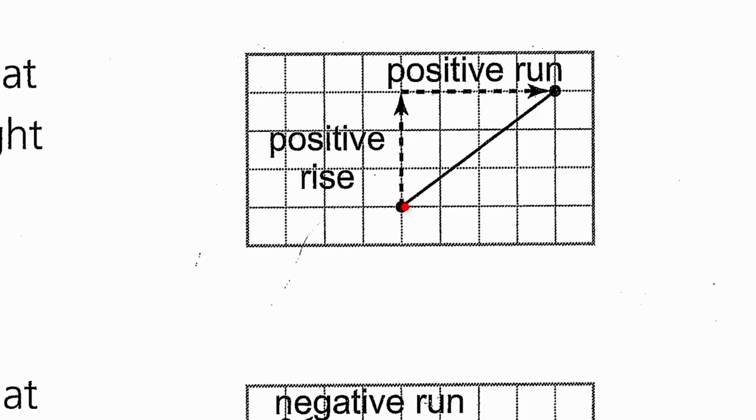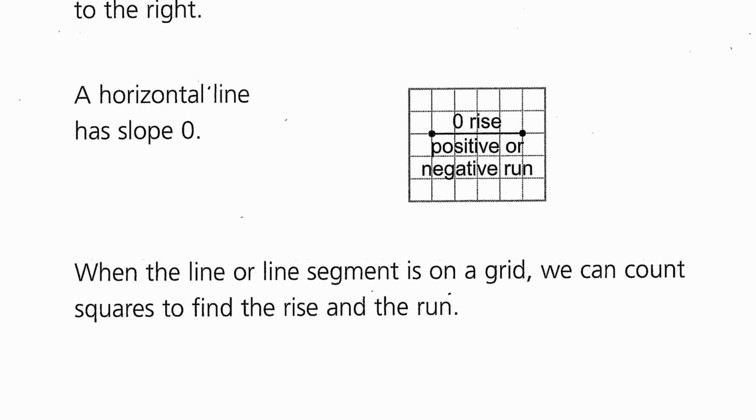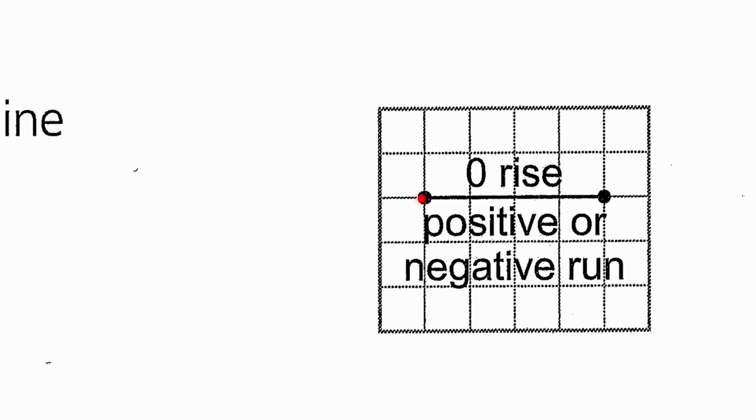So my vertical movement is positive because it is going up. Again, run, that's also positive because it is going right. But at the same time, you can see, suppose this is my initial point, going up is positive, but the run is negative because it's going to the left. And look at the third example, a horizontal line. Here, this is my initial point, this is my final point.